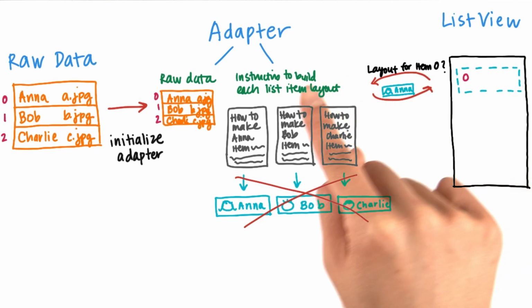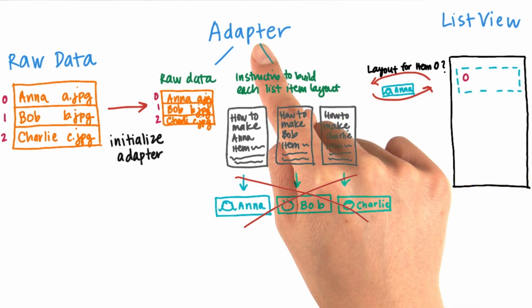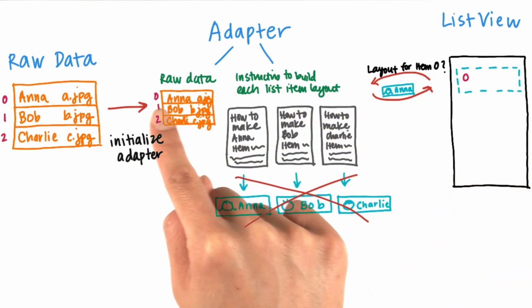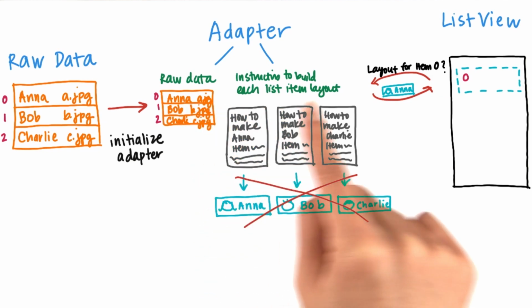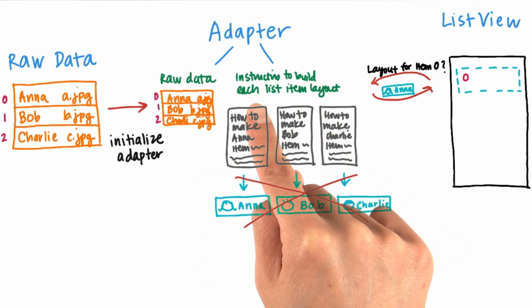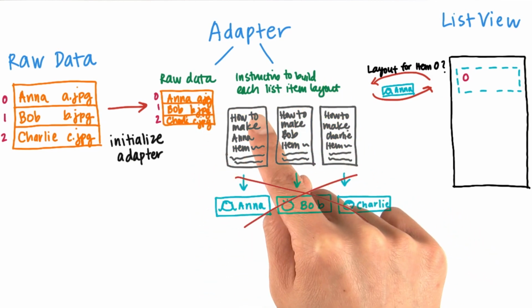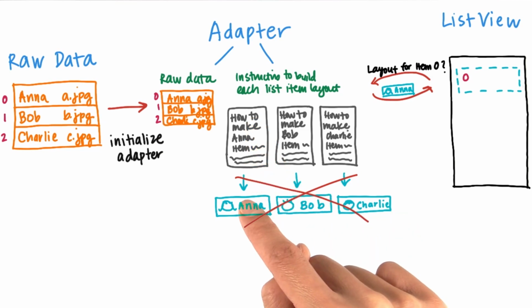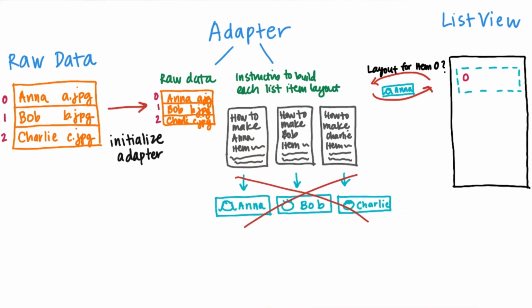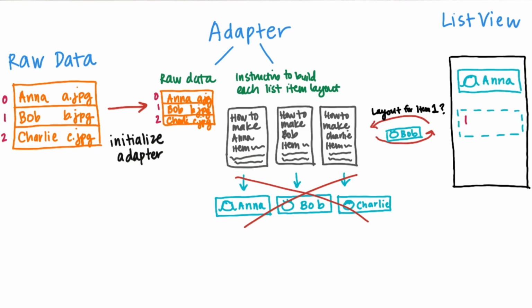Now the list view starts at position 0 and asks for the list item layout located at that position. It goes back to the adapter, and the adapter checks that at position 0 we have the contact Anna. The adapter knows how to create a list item layout from the contact Anna, so it goes ahead and does that, and then we return it to the list view. And now we see that the Anna list item is located at the 0th position in the list.